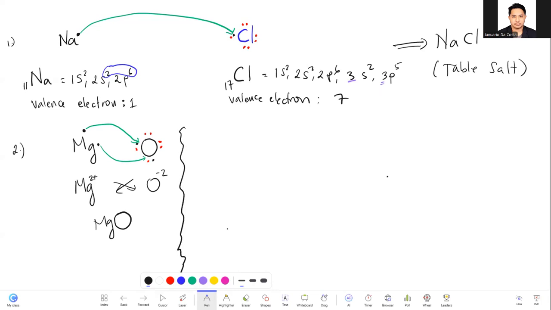Okay, what about calcium and chlorine? How do you make a chemical bond between a calcium atom and a chlorine atom? What is the valence electron of calcium?